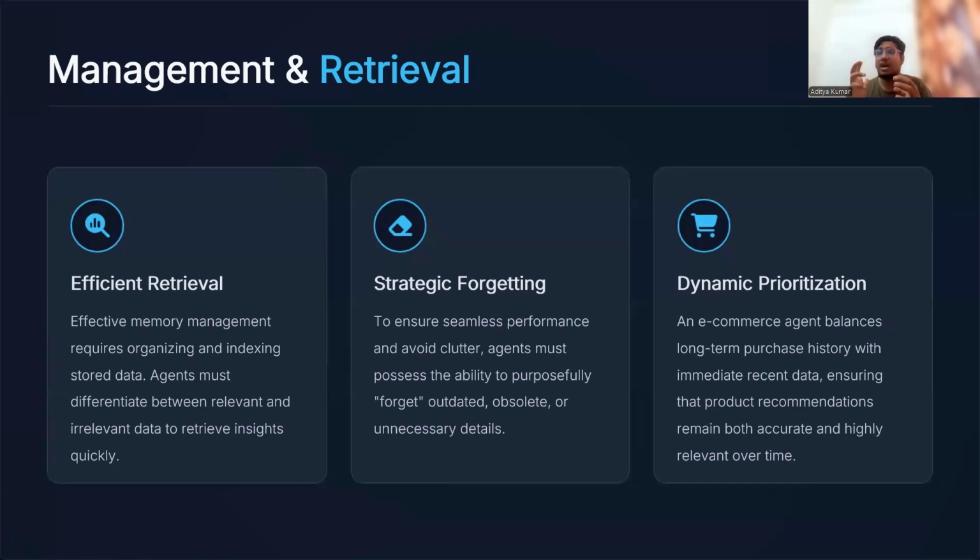So the agent should have the capability to strategically forget that data, so that efficient retrieval is possible, right? And our cost is also optimized in that case because storage is expensive. Dynamic prioritization: an e-commerce agent balances long-term purchase history with immediate recent data, ensuring that the product recommendation remains both accurate and highly relevant over time. So the prioritization should be given in the data.